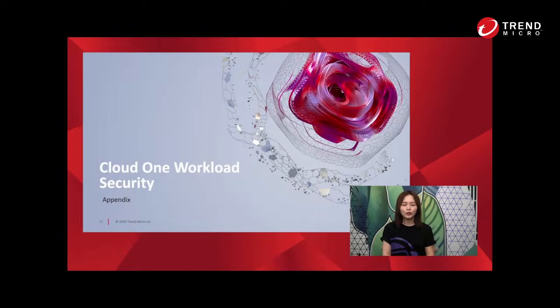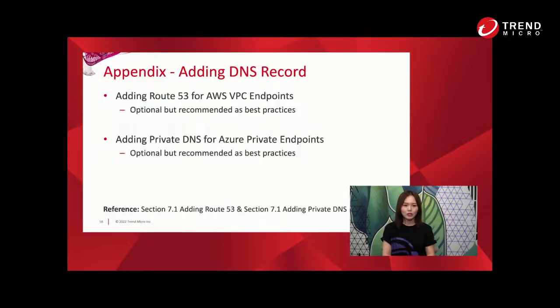So now let's move on to the appendix page. There is an appendix to add Route 53 for AWS VPC endpoint and private DNS for Azure private endpoint. This is an optional item, but we recommend you do this as a best practice if you have multiple endpoints to manage. Further to that, you can refer to the onboarding document under section 7.1.